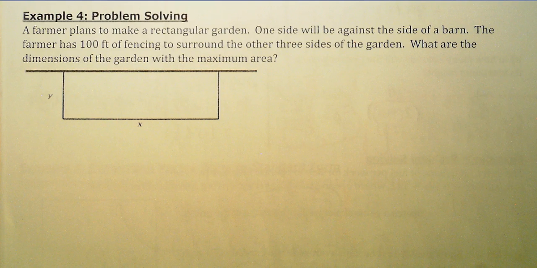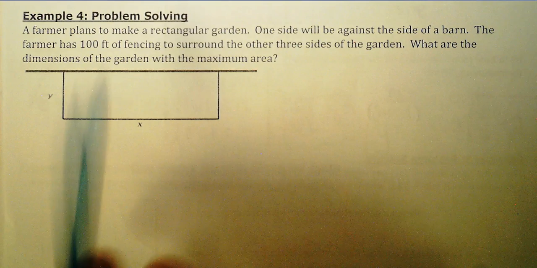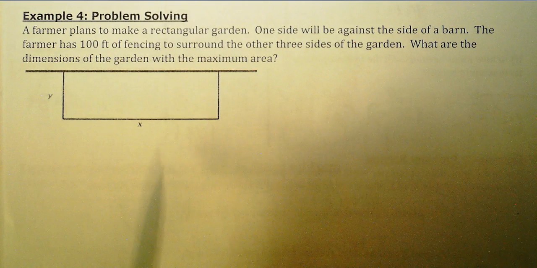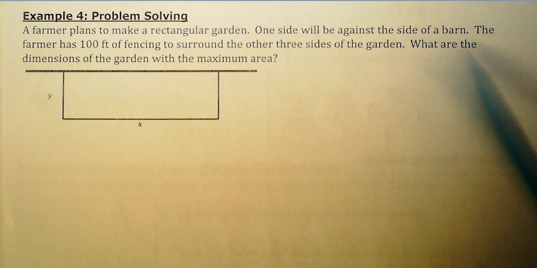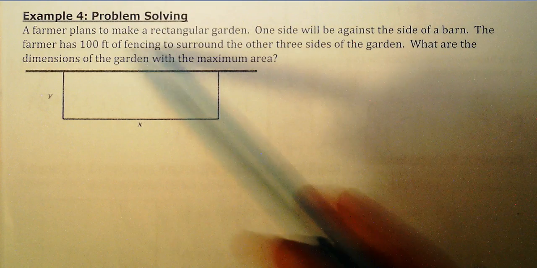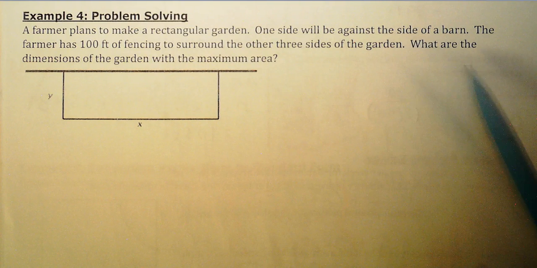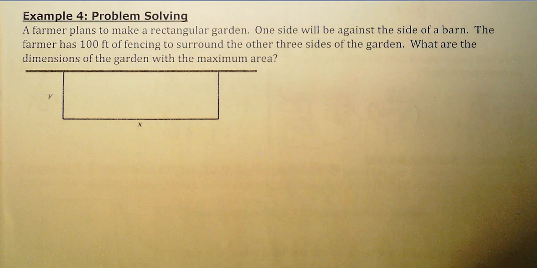Okay, very quickly, this last problem's a little different than the others we've had. It says a farmer plans to make a rectangular garden, so I've kind of gotten that drawn here. One side is going to be against the side of the barn. The farmer has 100 feet of fencing to surround the other 3 sides of the garden. What are the dimensions of the garden with the maximum area?